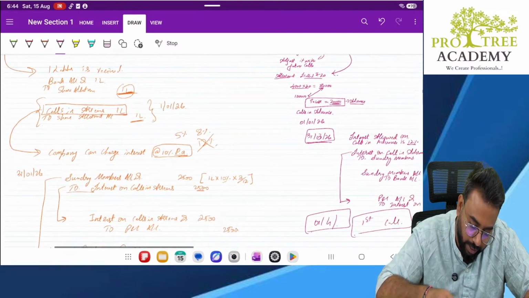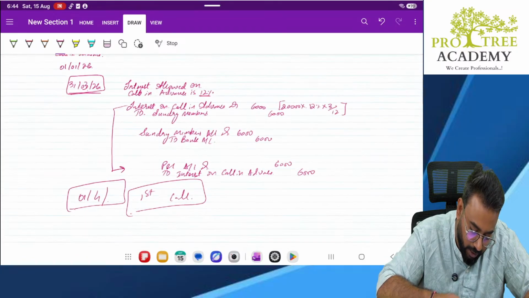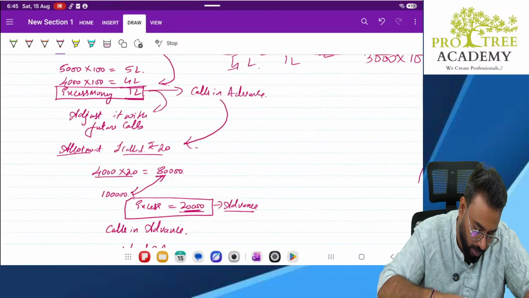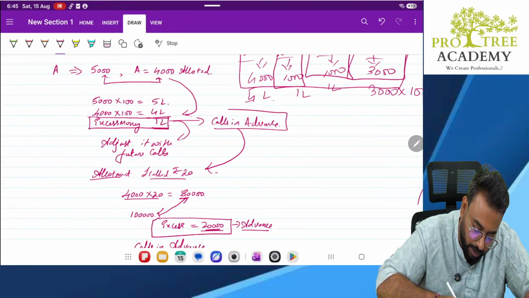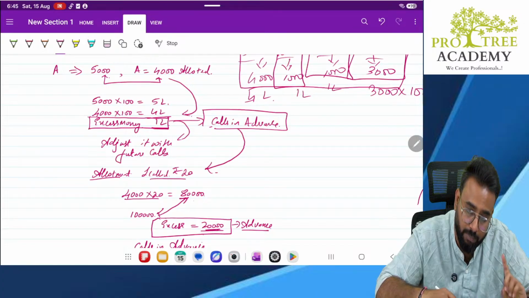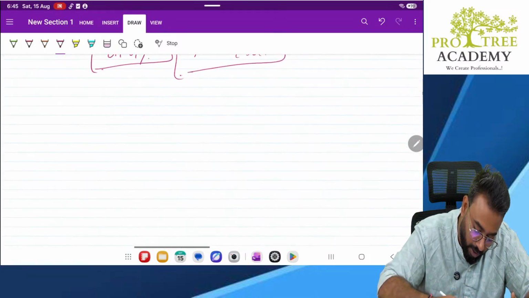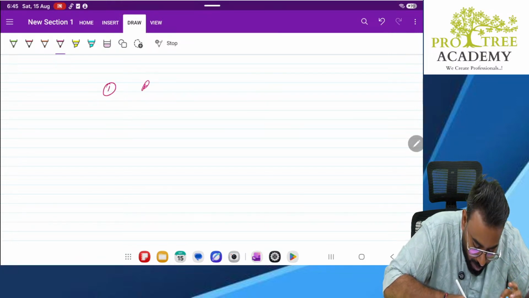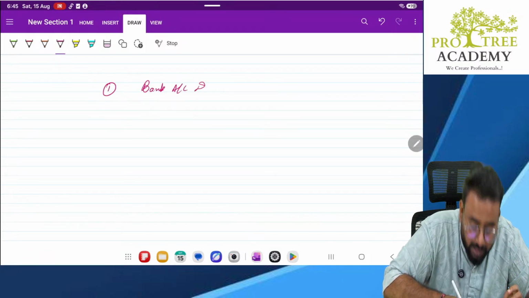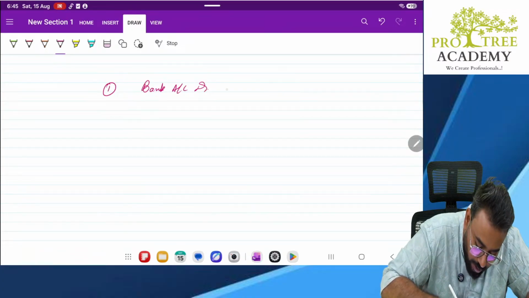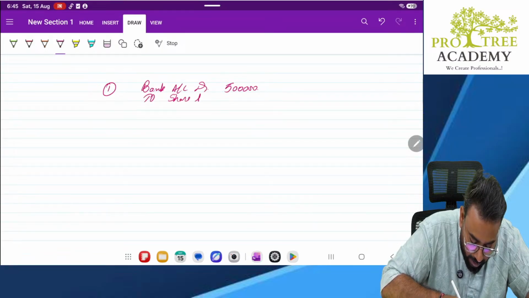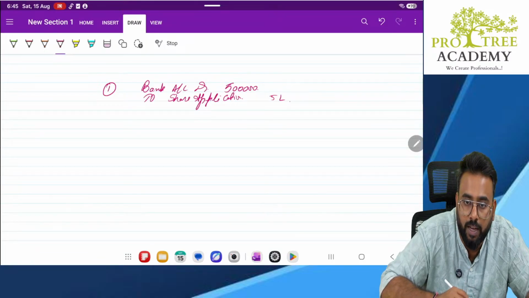Sir, now here you transferred it to calls in arrears, no sir? Here we received calls in advance, no sir? What is the journal entry we passed? Yesterday we have seen, but I am still repeating again. See, on application we received advance, right? Extra money, correct? So what is the entry we pass on application? First thing, bank account debit. Let's look at only A. How much have we received? Sir, we have received 5 lakh. Very good. To share application, 5 lakh. Correct? Yes, sir.